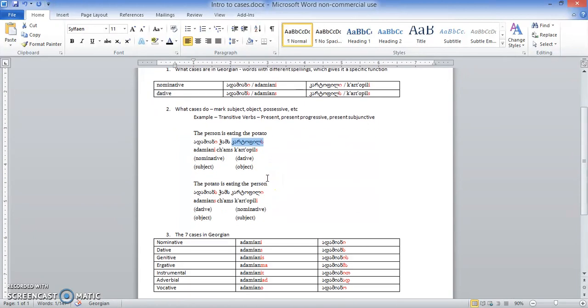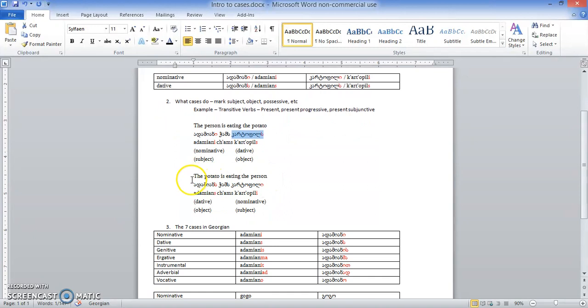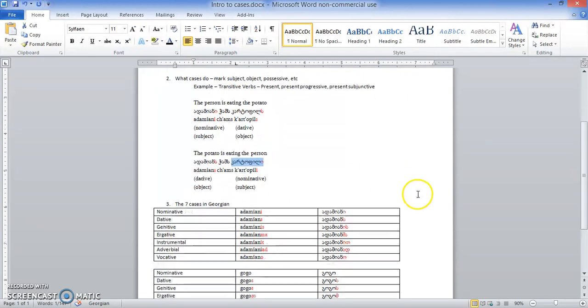Now, if we wanted to switch that around and say the potato is eating the person, we don't have to switch word order, we just change the cases. So in this case, we say adamians, and we put person in the dative case, which makes it now the object. Chams, is eating. Kartopili, which is potato in the nominative case, making it the subject. So there you can see just how changing the case of a noun changes the function. If you need to go back and listen to that again, go ahead and do that.